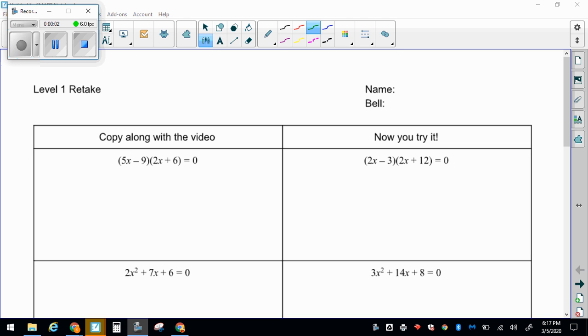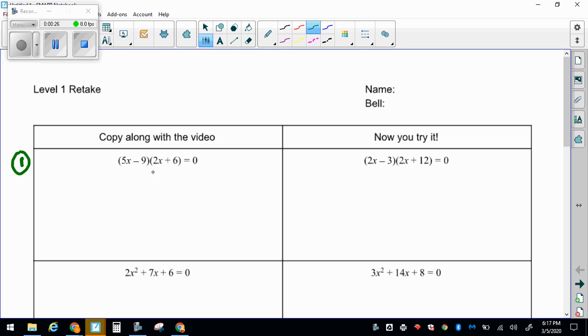All right, so on this retake, we are going to do the 3 different levels of problems that there were in level 1. So the first level here, this first set of boxes, is already factored for us. We know that because it's already in parentheses and it already equals 0. So those are 2 good things. Whenever it's like this, I can take each parenthesis, set them equal to 0, and solve.